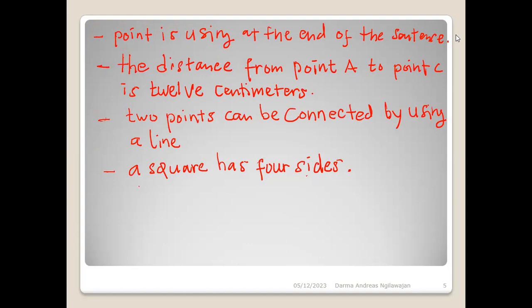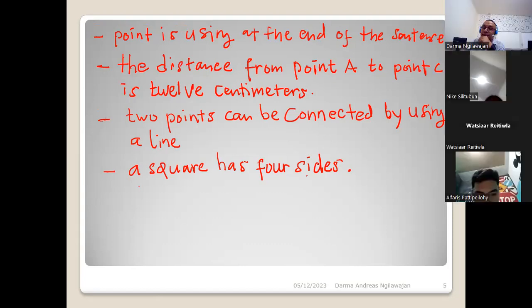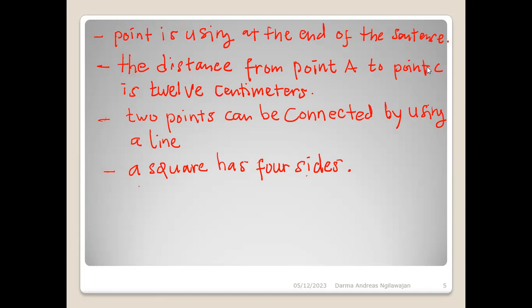Okay, the second one: the distance from point A to point B is 12 centimeters. Okay, the third one, I will ask someone to read the third sentence, please. Silakan dibaca kalimat yang ketiga. 2 points can be connected by using a line.